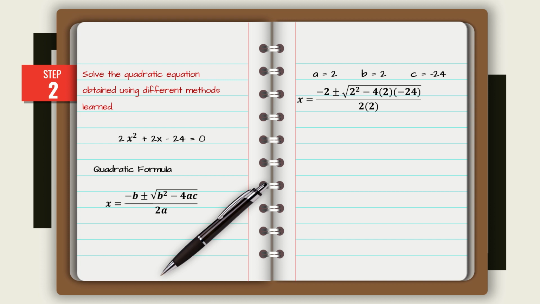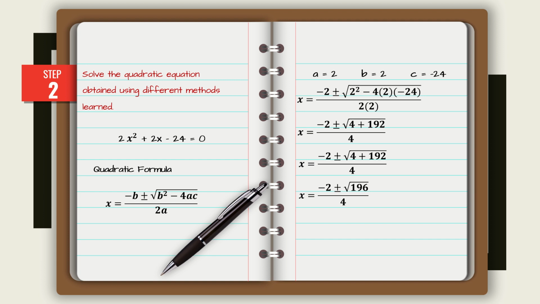Then, substituting that, we have x is equal to negative 2 plus minus the square root of 2 squared minus 4 times 2 times negative 24 all over 2 times 2. Simplifying that, we'll have negative 2 plus minus the square root of 4 plus 192 all over 4. 4 plus 192 is equal to 196. So we have x is equal to negative 2 plus minus the square root of 196 all over 4.